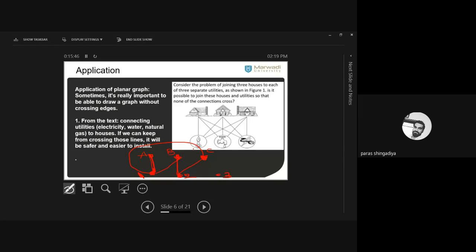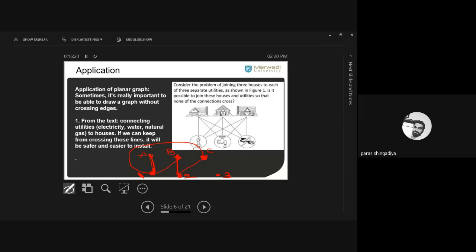Which connection is remaining? 2 to the A. There is no pipeline between 2 and A. If we connect it via this direction, it will cross this edge. If I connect outside the boundary, outside this floor, then it will cross at that place. If I consider this direction, it also will cross at that place. So in any case, it is not possible to connect all three utilities without crossing over an edge.